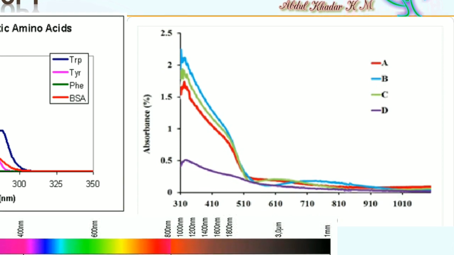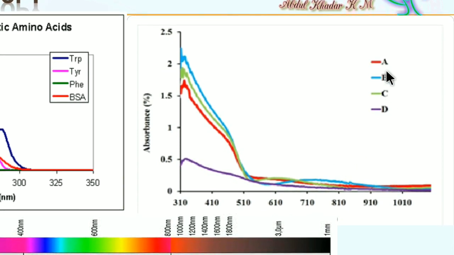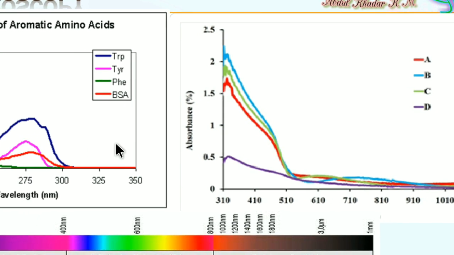In the same manner, if you consider this graph, here we have not mentioned any sample names, but we have given them anonymously. So when you consider sample A, it is 1.5 and above. Sample B is more than 2. Sample C is just below 2 absorbance. Sample D is at 0.5 absorbance.